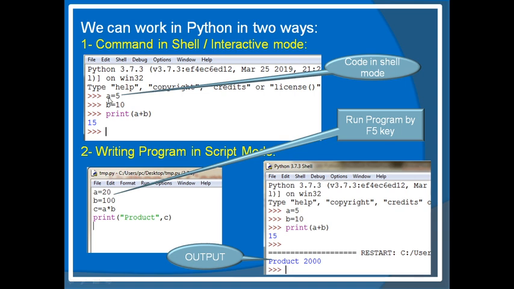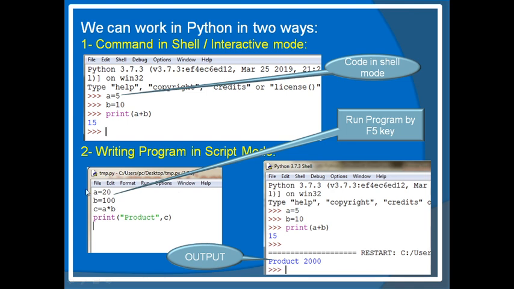In shell mode, I have written a equal to 5, b equal to 10, print a plus b. So it is giving 15 automatically. A equal to 5, in memory 5 has been stored; variable a has been allocated a memory to store 5. Similarly, b has been allocated to store 10, and thereafter print a plus b, the summation of a and b, is printed on the screen as output. So this is how we can write the statements in shell mode or interactive mode.